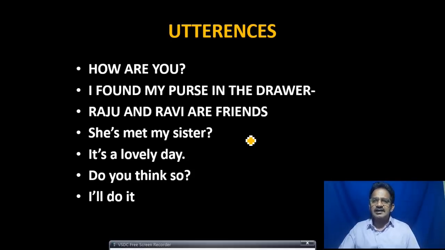These are all the technical aspects. Why R becomes silent and what are the consonants and the diphthongs and all these things will be discussed later. But here R is silent, so you can say how are you, not how are you. I found my purse in the drawer. I found my purse in the drawer. Not I found my purse in the drawer.